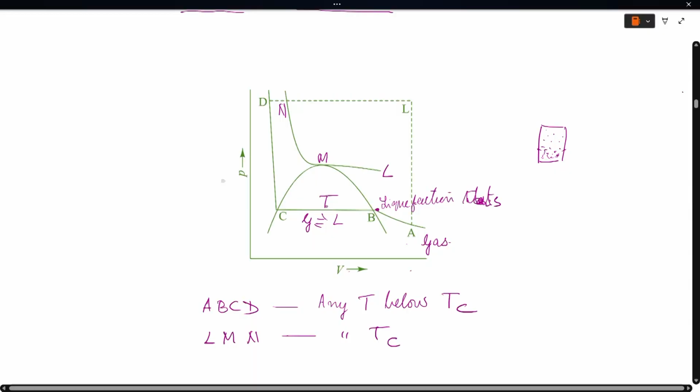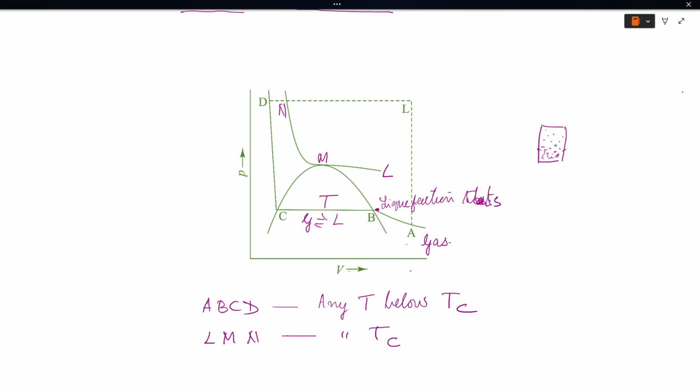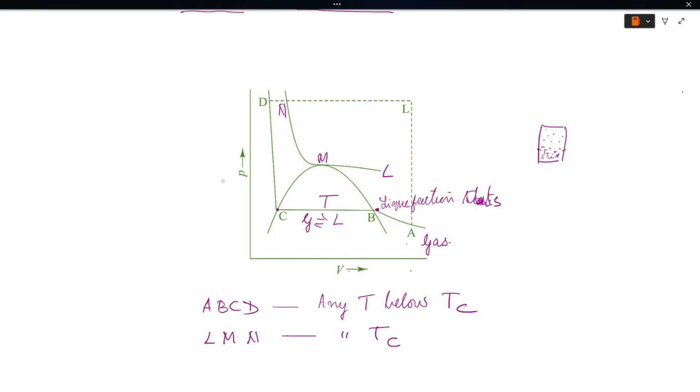Okay. Now, here you can see there is a discontinuity, you can see this is different from this. Okay. So, here from the point B to point C, the same gas is getting more and more converted into liquid, and at the point C the whole of the thing gets liquefied. So, here we have only liquid state.